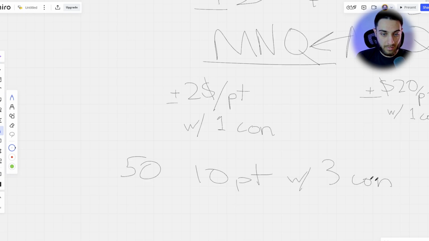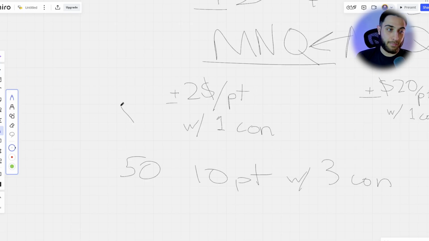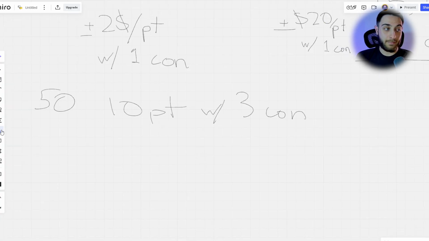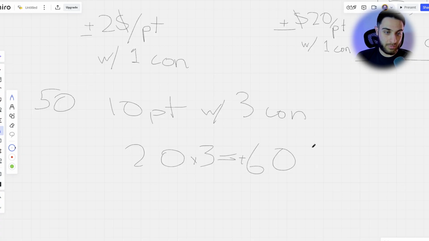Maybe you trade a few micro contracts. Let's say you caught a 10-point move with 3 contracts. You bought, and price moved up by 10 points. So you do $2 multiplied by 10 points, which gives you 20. With one contract, you'd be green $20, but you have 3 contracts now. So you multiply that by 3, and you'd be green $60.